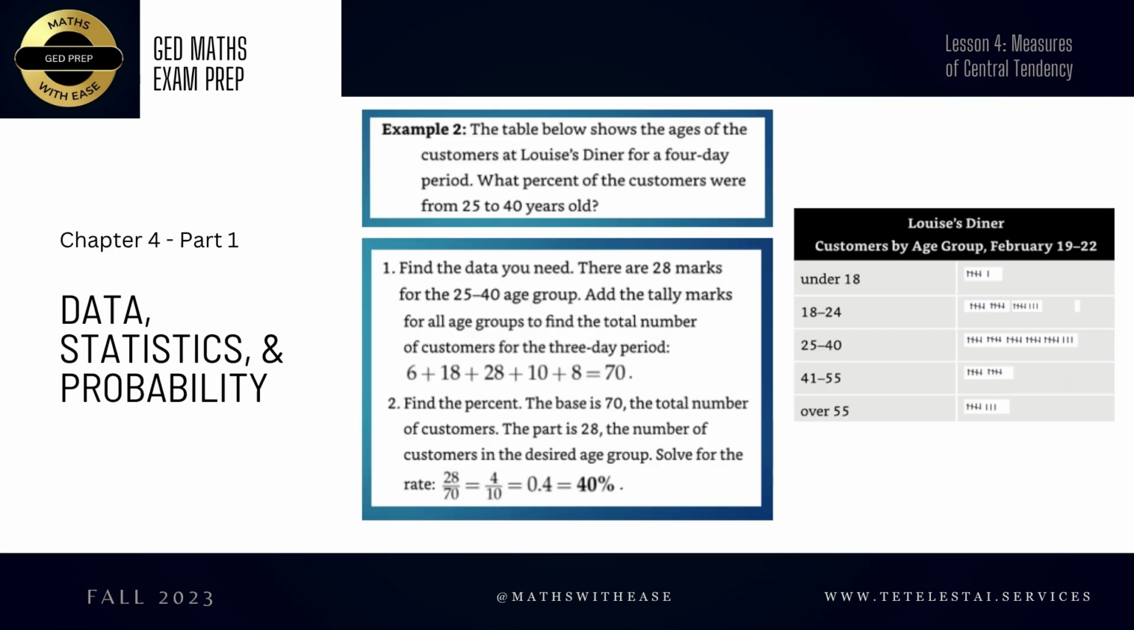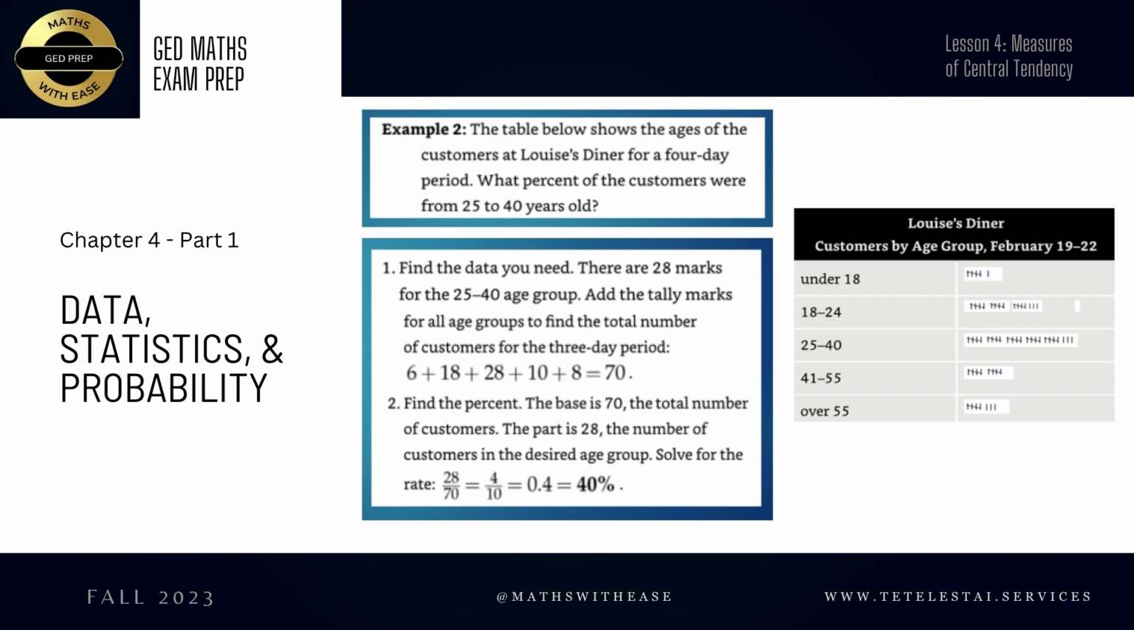This is where we mentioned that we're going to be looking at a grouped frequency table, in intervals of 18 to 24, and then 25 to 40, and so on. This is the table that is being referenced there. In this example, the table shows the ages of customers at Louise's Diner for a 4-day period. What percent of the customers were from 25 to 40 years old, right?